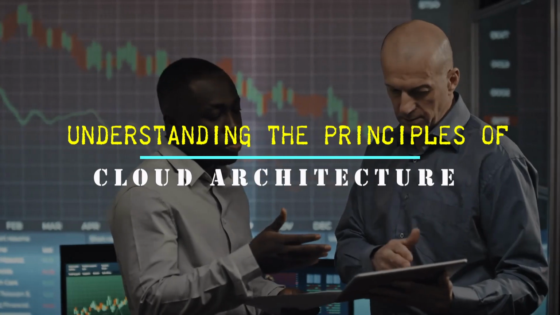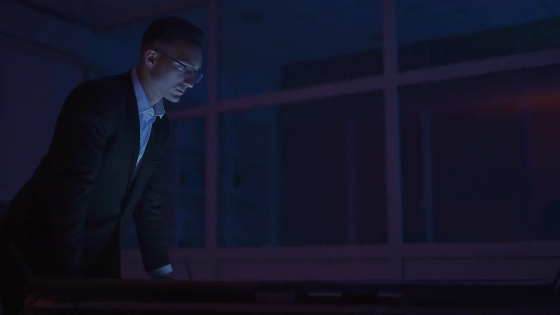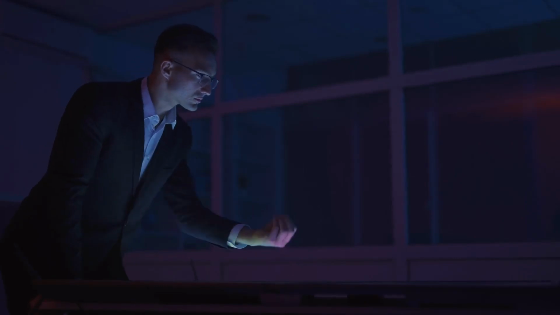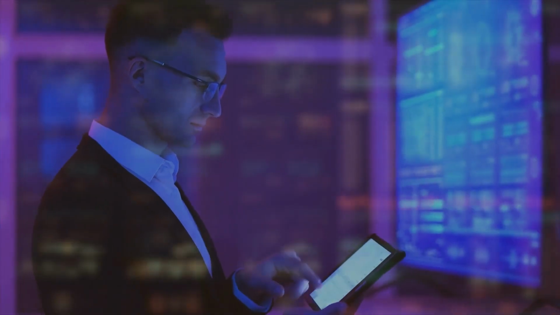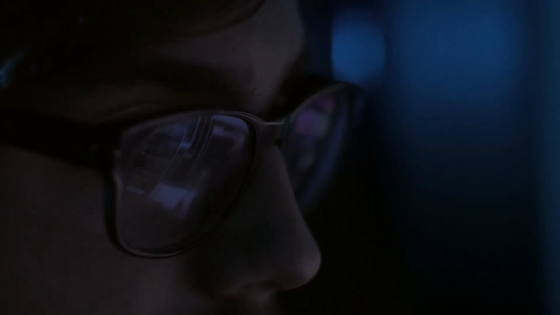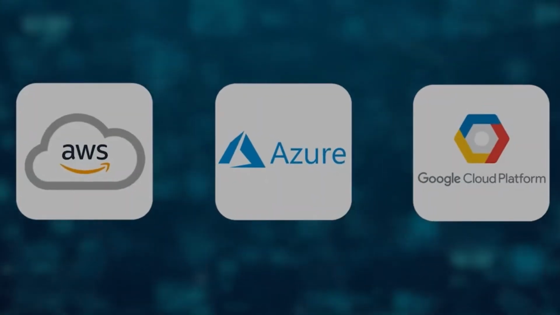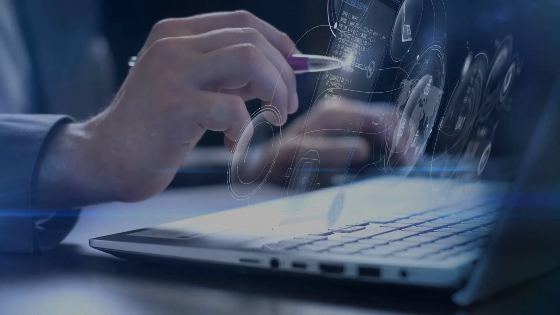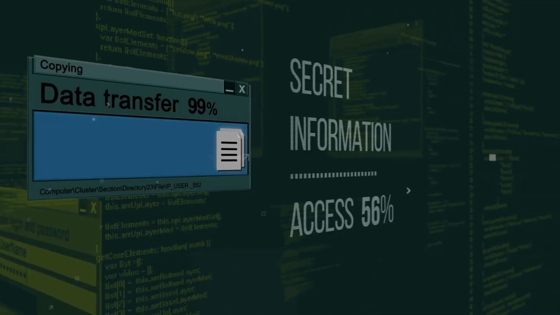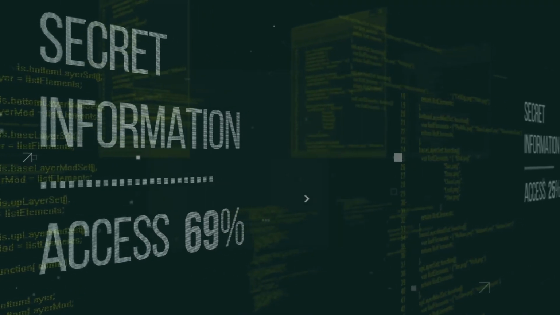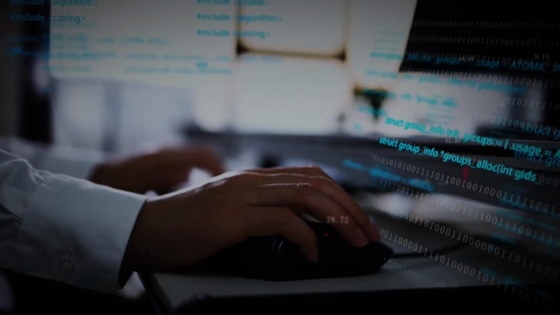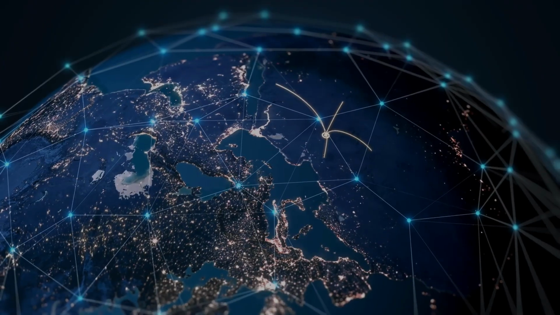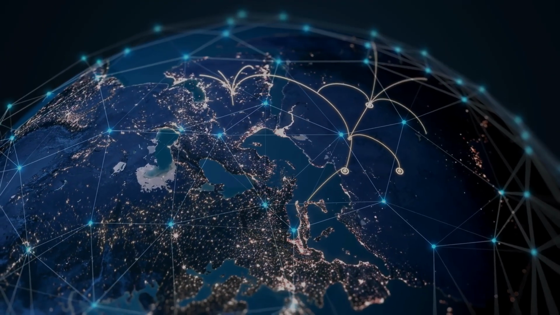Understanding the principles of cloud architecture is indeed a fundamental requirement for building a successful career path in the cloud computing domain. Cloud architecture encompasses designing, implementing, and managing the infrastructure and services in a cloud environment. Proficiency in cloud service providers such as AWS, Azure, or Google Cloud Platform, GCP, is highly valued in the industry. These platforms offer a wide range of services, including virtual machines, storage, databases, networking, and more. Being well-versed in their offerings, features, and best practices allows you to design scalable, resilient, and secure cloud infrastructures.